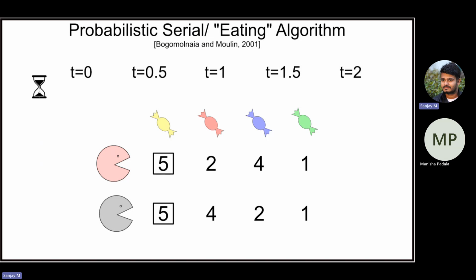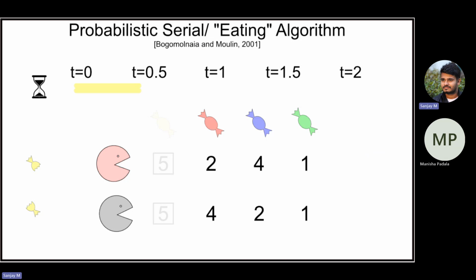So the way this algorithm works is every agent starts eating its favorite available item. In this case, both agents like the yellow candy the most, so they both start to munch on it. We ask that they eat at equal speeds. Let's say they eat at the rate of 1 item per second. It's the same speed for both. So because they are both eating at equal speeds, after half a second they would have both consumed the yellow candy completely. Now the yellow candy is gone.